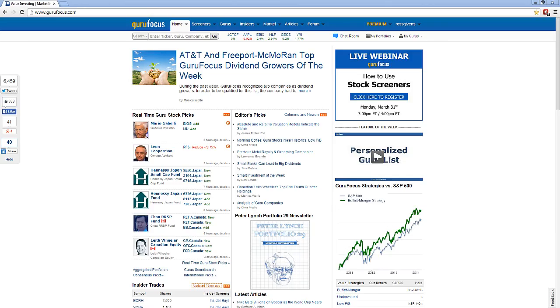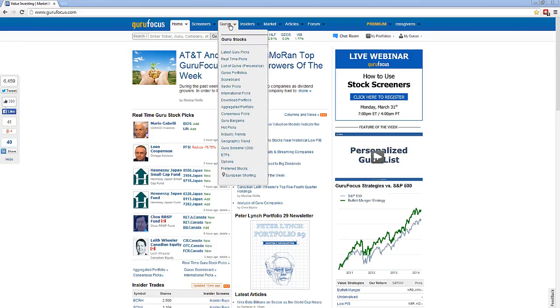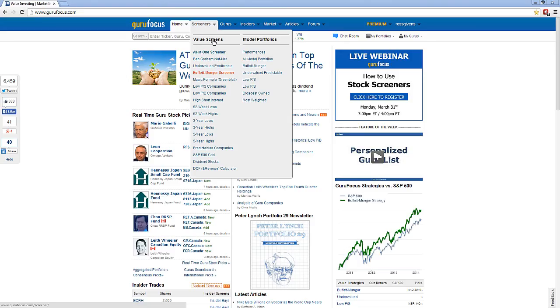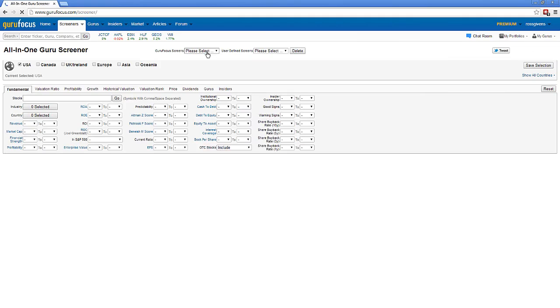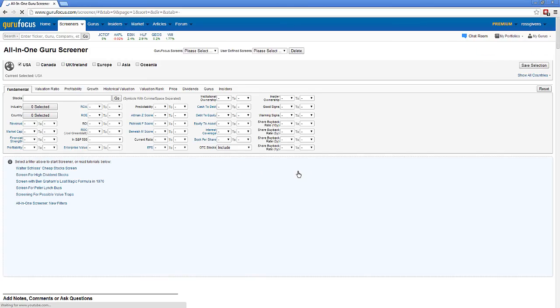At the top of the page, you're going to see one of the headings is Screeners. This is where you're going to find everything you need to screen for stocks. So it's going to be access to the AllinOne Screener and the different guru scans, and within that you see this drop-down menu. I'll take you to the AllinOne Screener first, just to give you a quick rundown here.